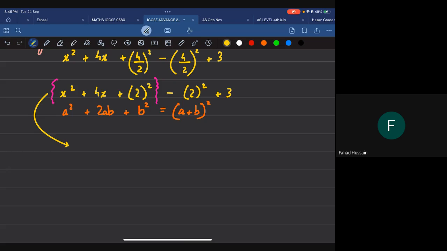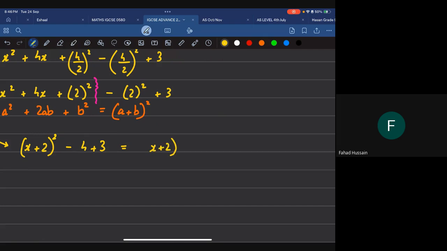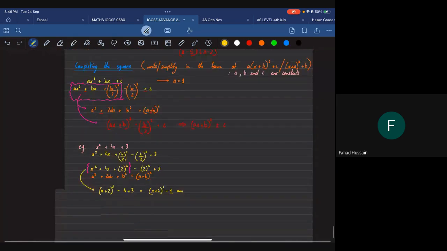Vishal, Basit, Fahad. Sir, x square plus 4x plus 4. Yeah, but what is the simplified version of this, Vishal? Oh, Fahad. Sir, x plus 2 whole square. Yeah. x plus 2 whole square minus 4 plus 3. So technically, if I simplify this at the very end, it's going to give me x plus 2 whole square minus 1. My answer. And you can clearly see that it's written kind of like in this form.